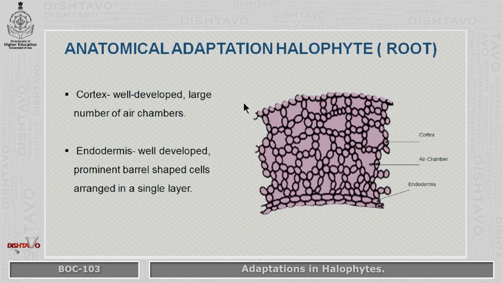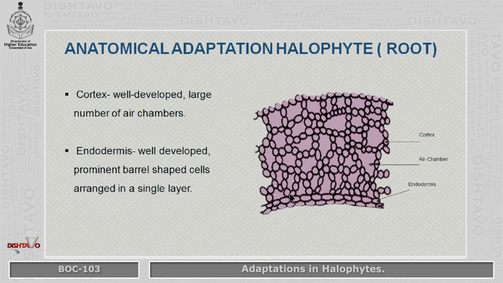Moving on to the next layer, that is the cortex. This is the cortex region. You can see the cells are very large and they are widely spaced. This type of cells found here are aerenchymatous in nature. Aerenchymatous cells help to give buoyancy to these roots, or they help the root to float over the water.